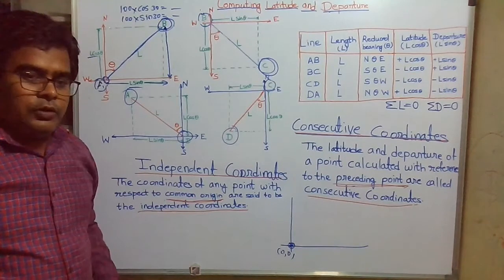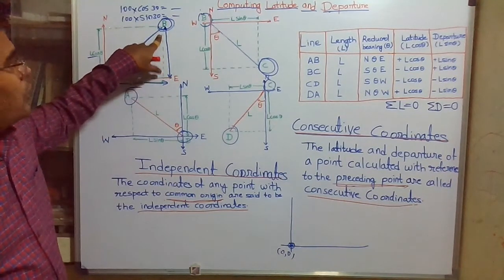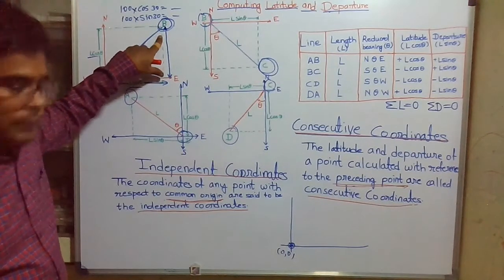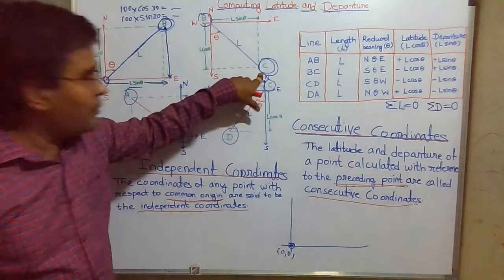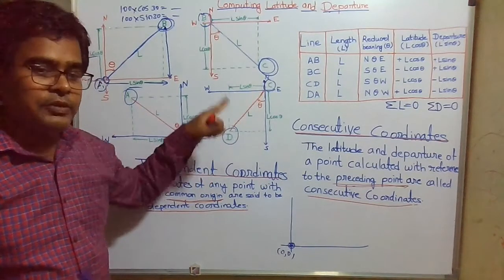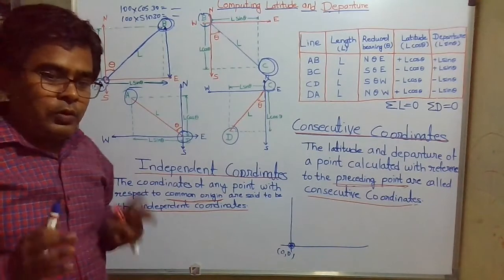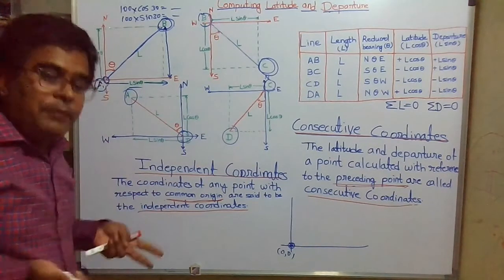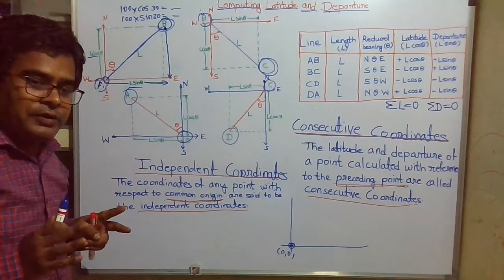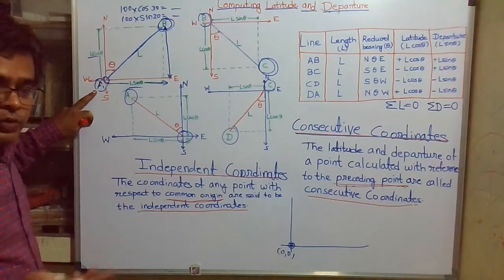So now we know the coordinate of B, we know the coordinate of C, we know the coordinate of D. That is latitude and departure with reference to the preceding point. So how do we convert them into independent coordinates? We assume some coordinate for A.